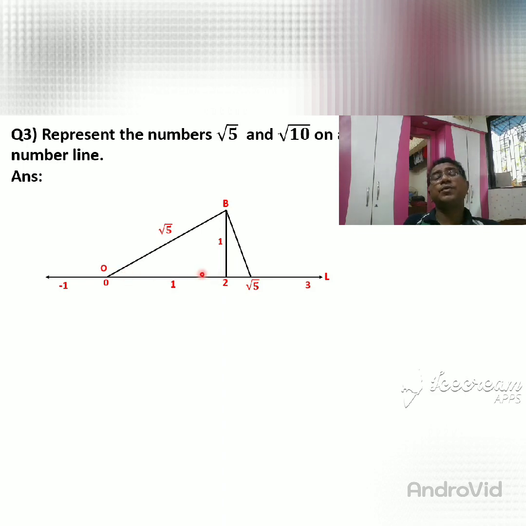Then OA square, 2 square is equal to 4, BA square, 1 square is equal to 1. 2 square 4 plus 1 is 5. So we take the square root of 5. What is the square root of 5? Root 5. So here is root 5.